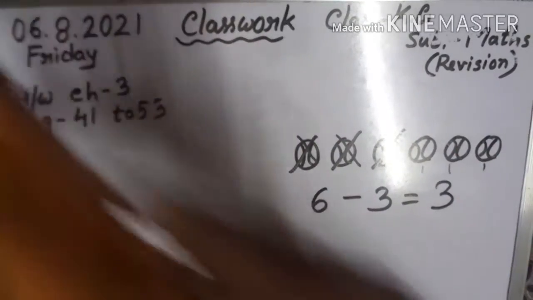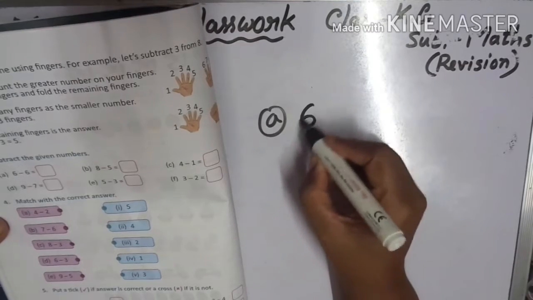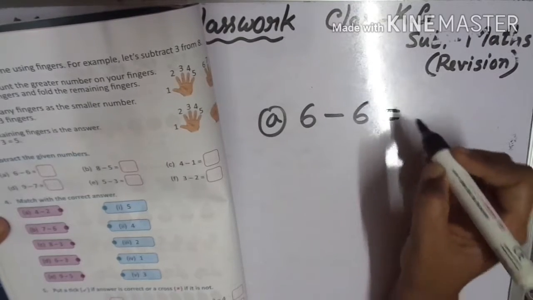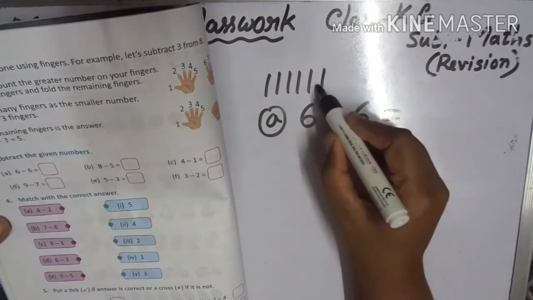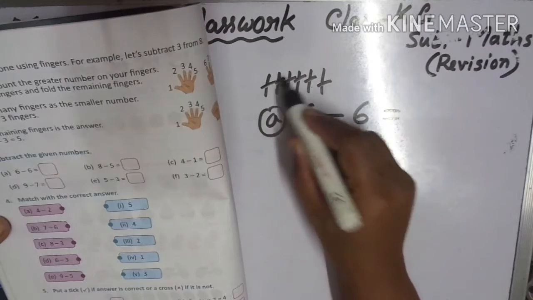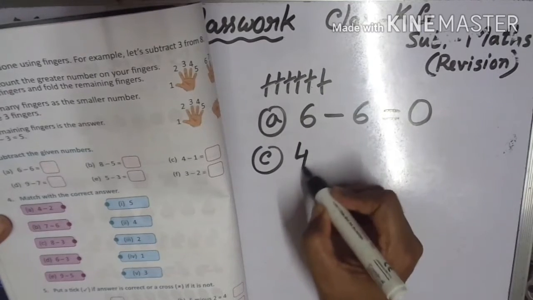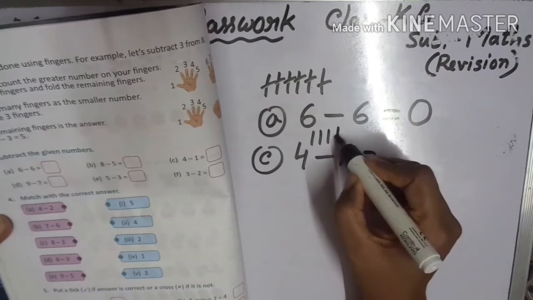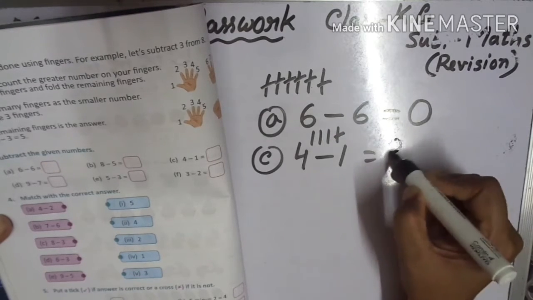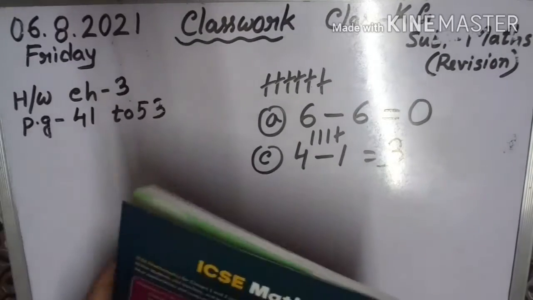If you have any problem, draw the lines. Any problem, children, draw the lines. 6 minus 6 is equal to, draw the lines. 1, 2, 3, 4, 5, 6. So 0, nothing. Okay. Then 4 minus 1. So draw the lines. 1, 2, 3, 4 minus. So left 1, 2, 3. So answer 3. So practice. Okay. Minus practice.